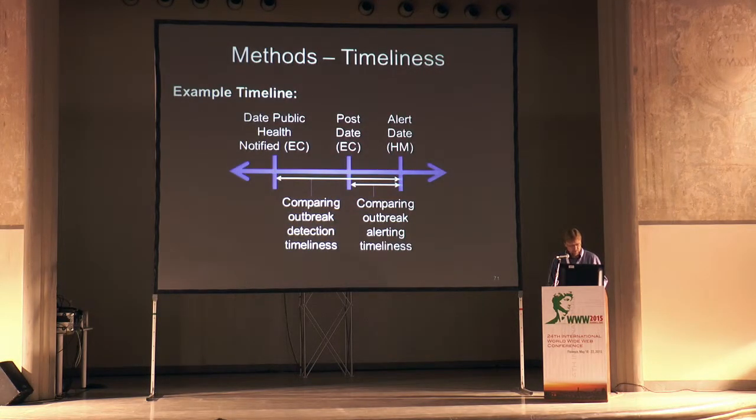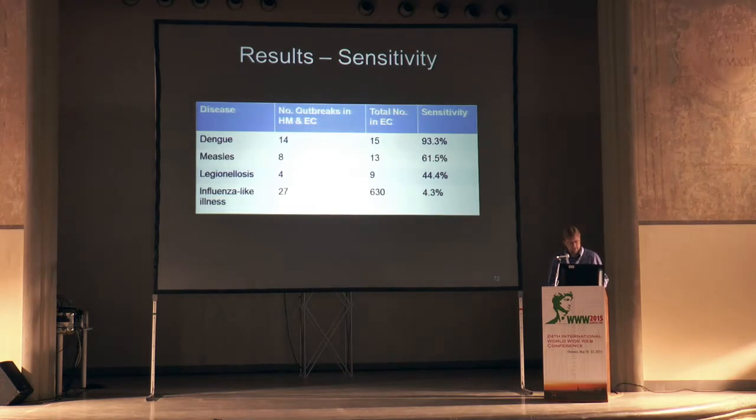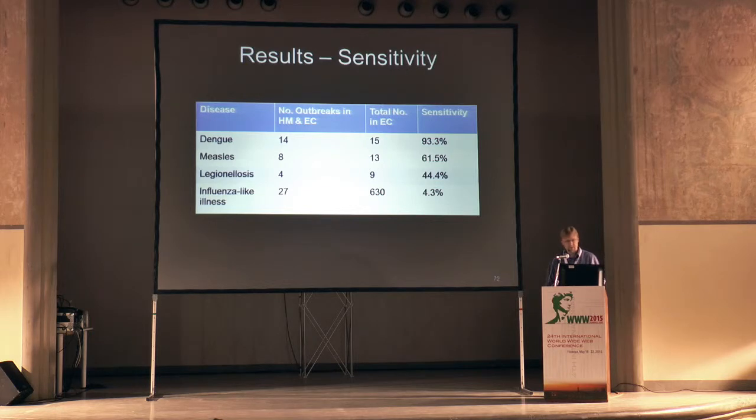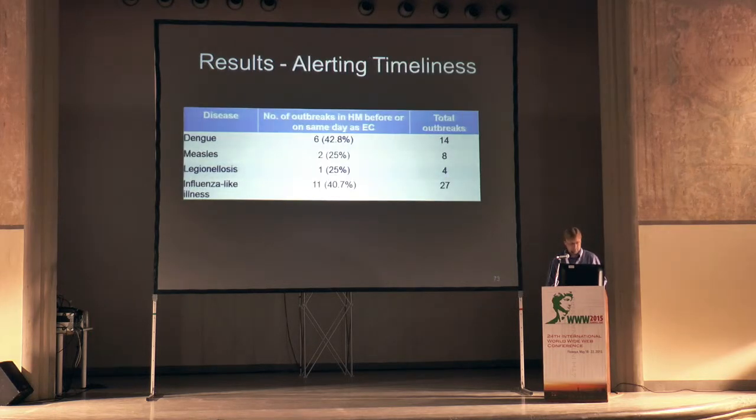To assess timeliness, we differentiated between outbreak detection and outbreak alerting timeliness by subtracting the dates that you see in this slide. So the dates we have here are the date public health was notified, the date of the post within EPICOM, and the date of the HealthMap alert. In comparison with sensitivity, between EPICOM and HealthMap, you can see the results here. HealthMap was 93% sensitive for things like dengue, but only 4.3% sensitive for ILI.